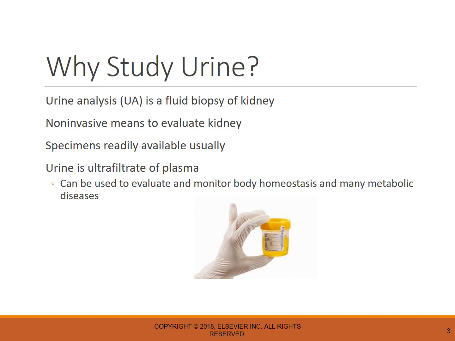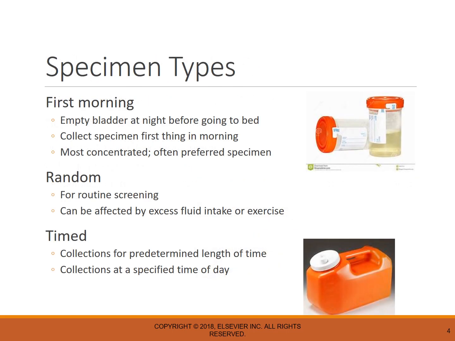Usually, urine samples are easily obtained and their collection only inconveniences patients very briefly. The type of specimen that is selected, the time of collection, and the technique are usually determined by the tests needed to be performed on the urine sample. The three basic types of urine specimens are morning, random, and timed collections.